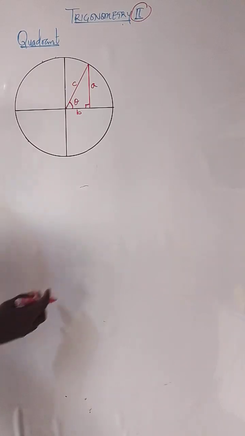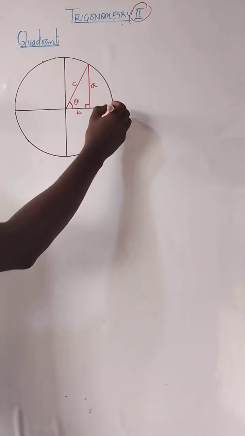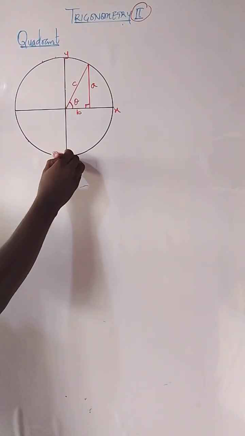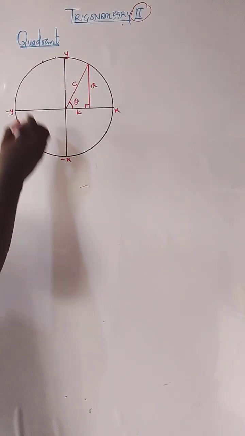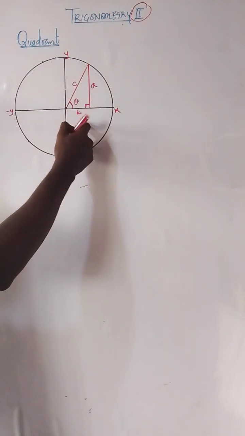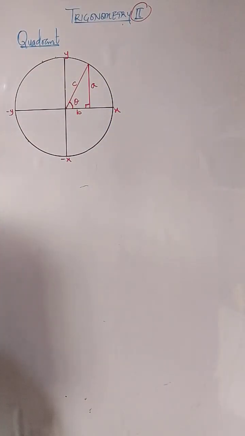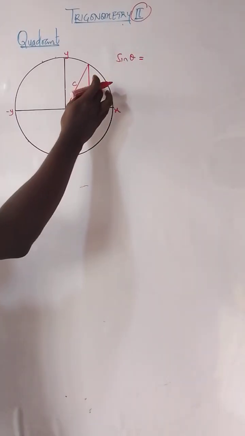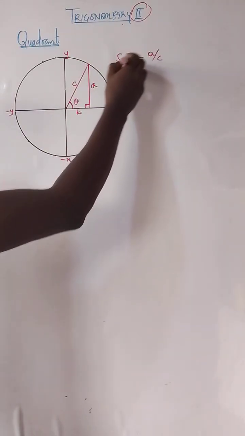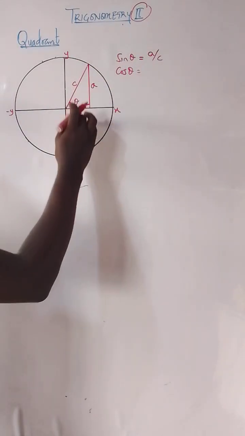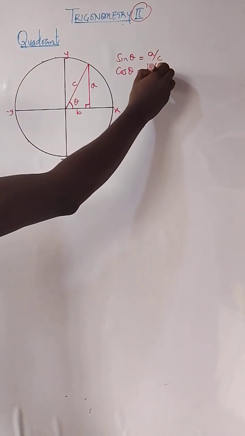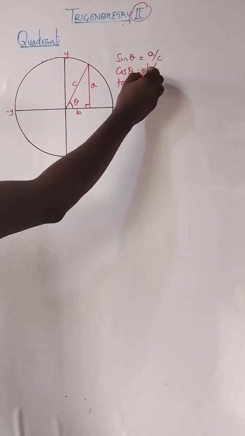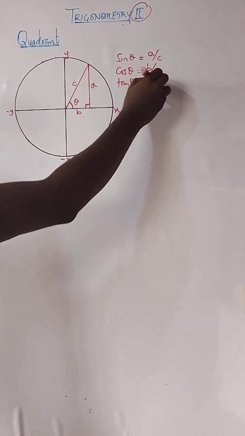If this is the Cartesian plane, you know the Cartesian plane has a y-axis and an x-axis. So this side is positive x, positive y, this is negative x, this is negative y. Here, the value of B is along positive x, A is along positive y. So sine theta is opposite over hypotenuse, A over C. Cos theta is adjacent over hypotenuse, B over C. And tan theta is opposite over adjacent, A over B.